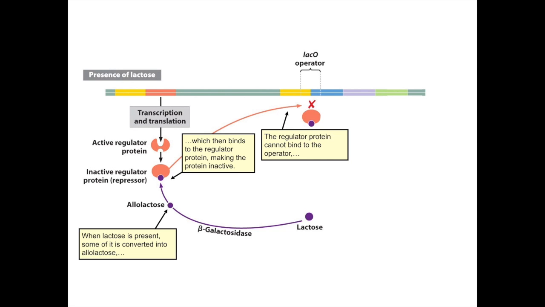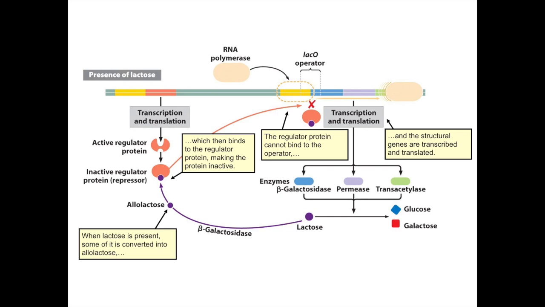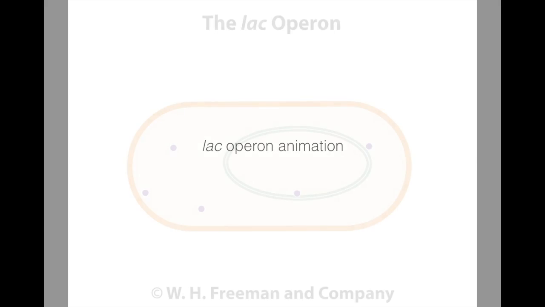Therefore, the regulator protein cannot bind to the operator, and the structural genes are transcribed and translated. And this allows lactose to be made into glucose and galactose. Now here's an animation of the whole process of the regulation of the lac operon.